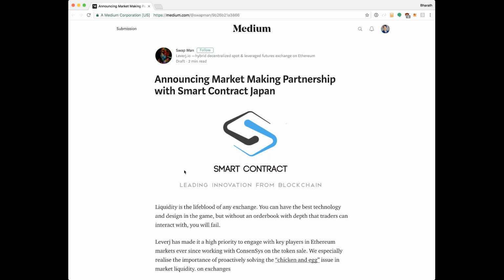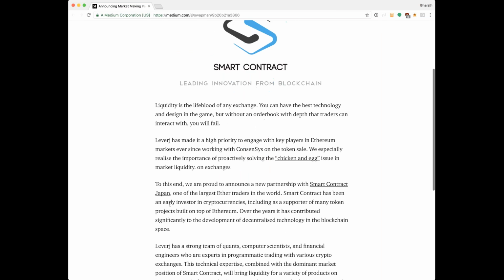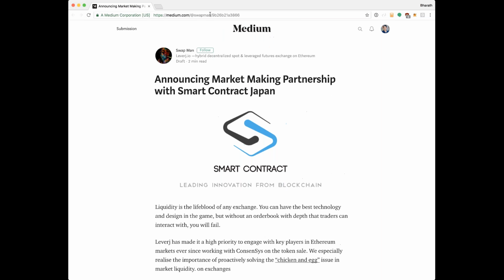This is a very broad understanding, and we will push out this blog post soon. If you don't know, Smart Contract Japan is one of the biggest OTC providers for crypto, the biggest in Japan and one of the biggest in the world. This is a very exciting development. We believe that this is a great opportunity for both of us to grow in this field and make LEVERJ a great platform. Any questions?